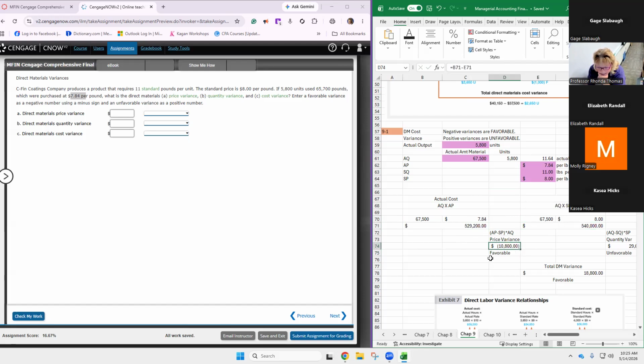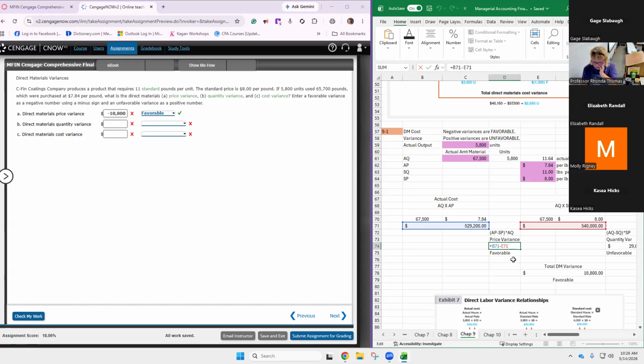So this is a negative 10,800. So my price variance, and I'm going to put it in whatever sign it says, but we have to remember that negative variances are favorable. Yep, negative variances are favorable. So let's see if I'm right. Oop, hold on. I must have not calculated this correctly. Just a minute. Well, we can't come up as favorable.